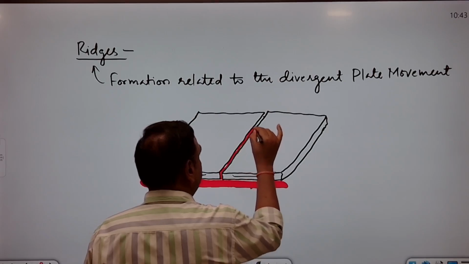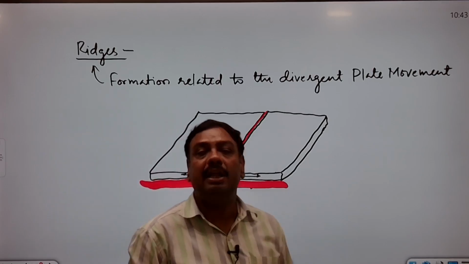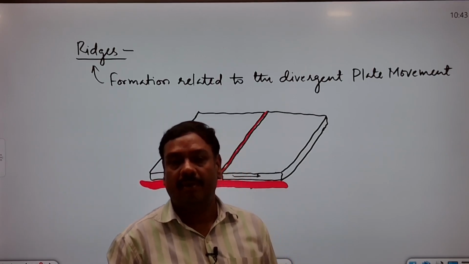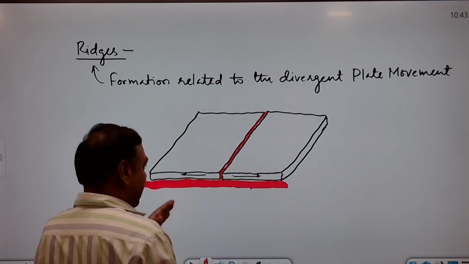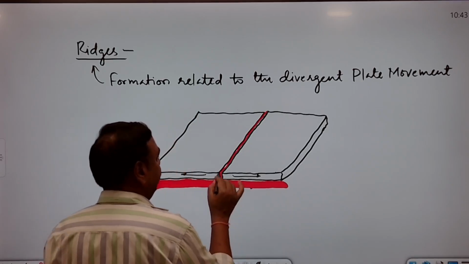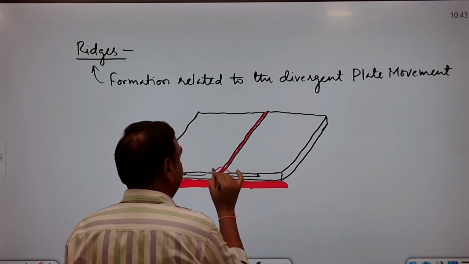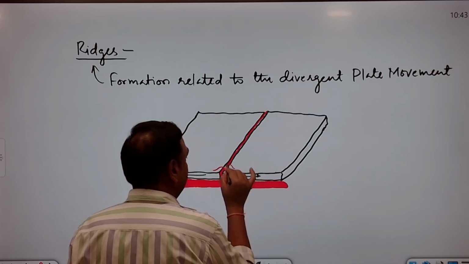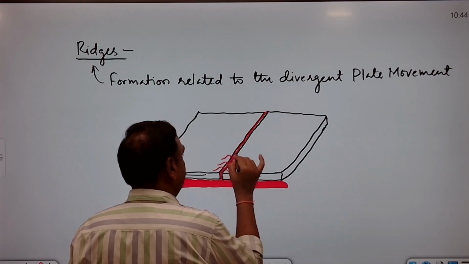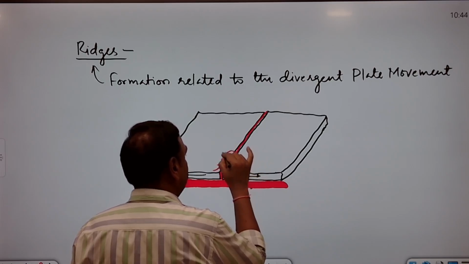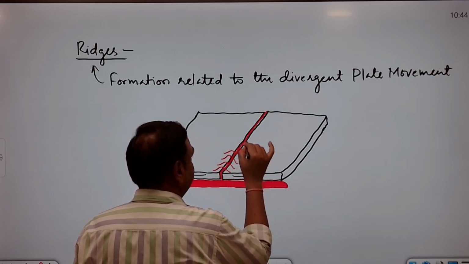And when the magmatic material is coming out from this gap, it is called the upwelling of magma, right? Now when upwelling of magma is taking place, the magmatic material gets upwelled here, so that the magmatic material gets deposited over here on both sides, on the two plates, in this way.